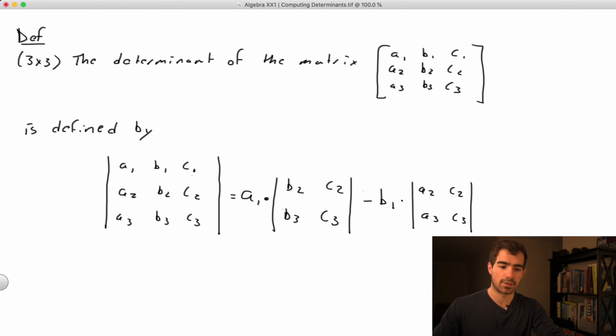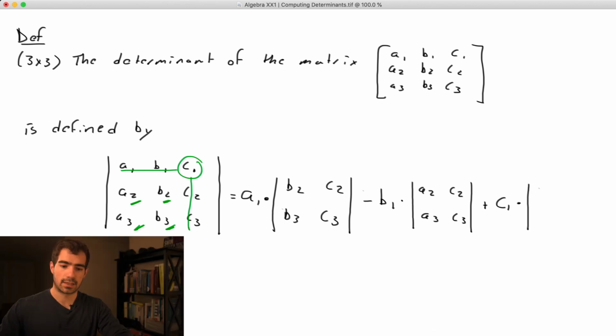And then finally, we'll look at our third term in that first row, C1, and add C1 times, once again, if we look at C1 and eliminate everything in its row and column, that leaves us with a 2x2 matrix, which would be A2, B2, A3, B3. And so when we take the determinant of that and multiply it by the product C1, add it to our previous two terms, that's what we'll need to do to compute the determinant of a 3x3 matrix.